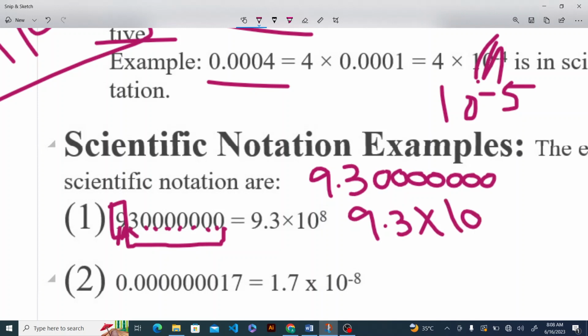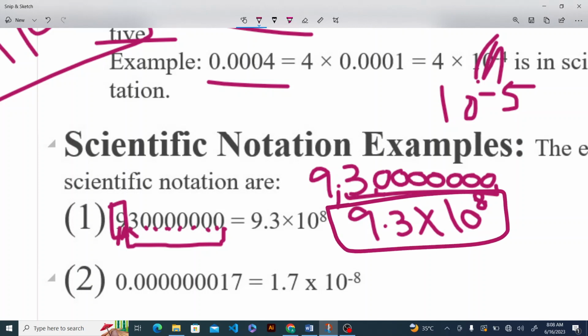See, after this decimal point, how many digits are there? The 7 zeros and this 3, so 8 digits total. So this will be 9.3 into 10 raised to power 8. This is the answer. This is the scientific notation for this large number. Okay, so this was the first example.